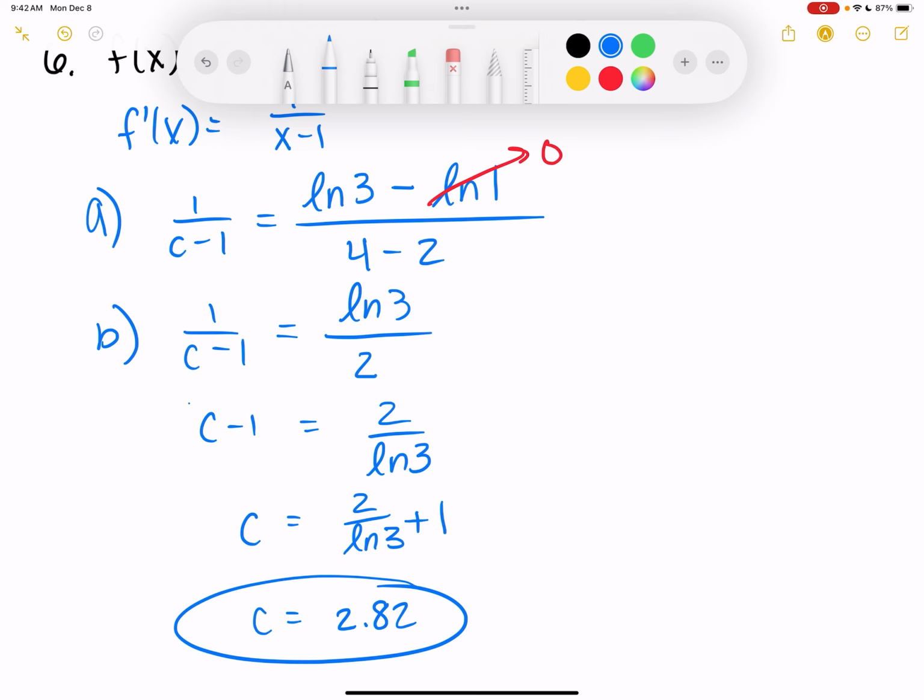Let's see. Time we get out of here, 9:50. Okay, we stopped.